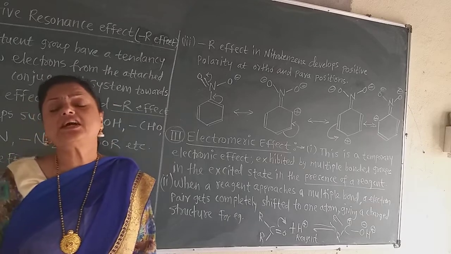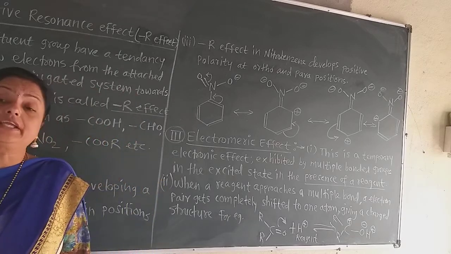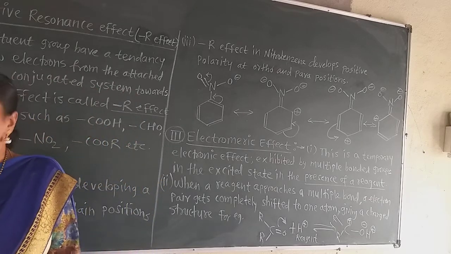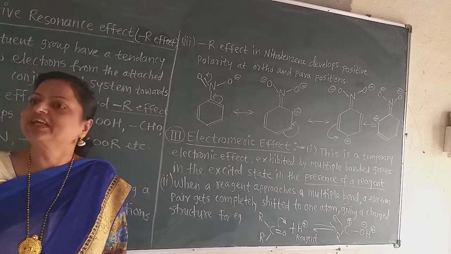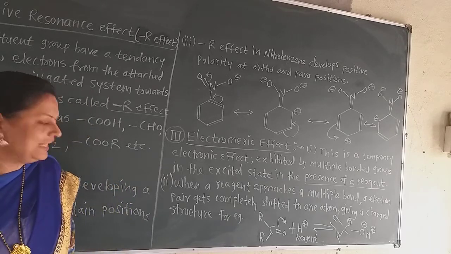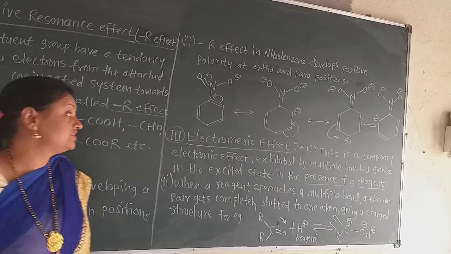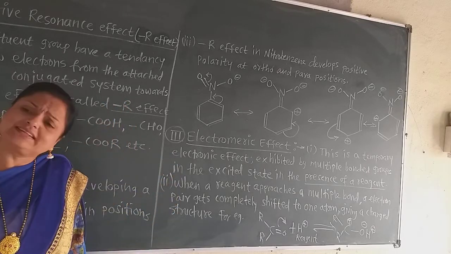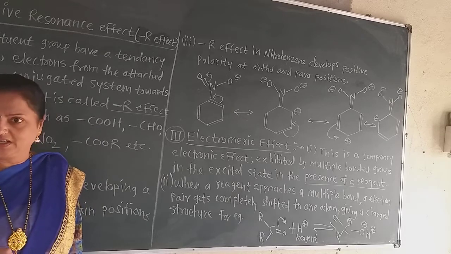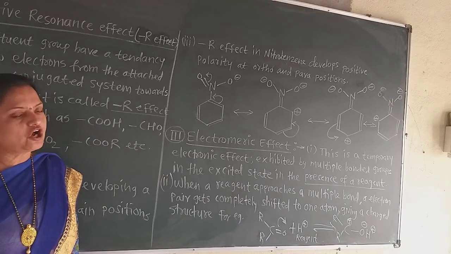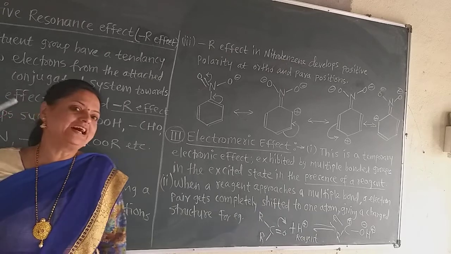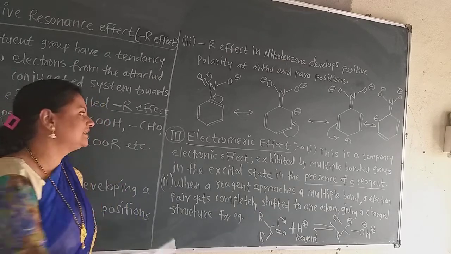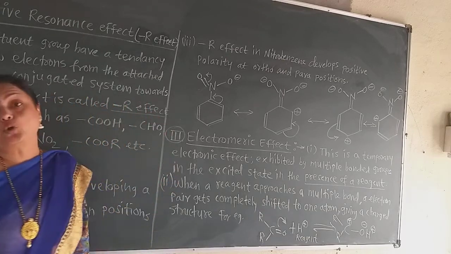Now let us learn the third electronic effect. We know that there are three electronic effects: inductive effect, resonance effect and electromeric effect. Plus R effect and minus R effect are the types of resonance effect. The plus R effect we already learned yesterday. This is the minus R effect, and the third main type is the electromeric effect.